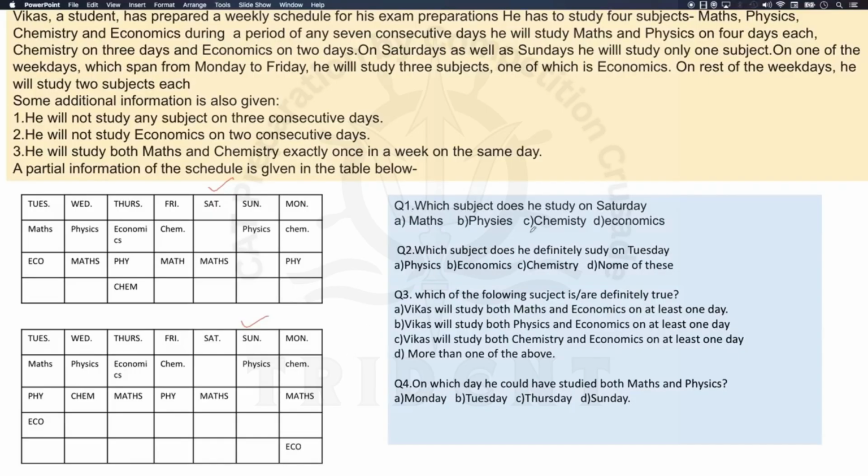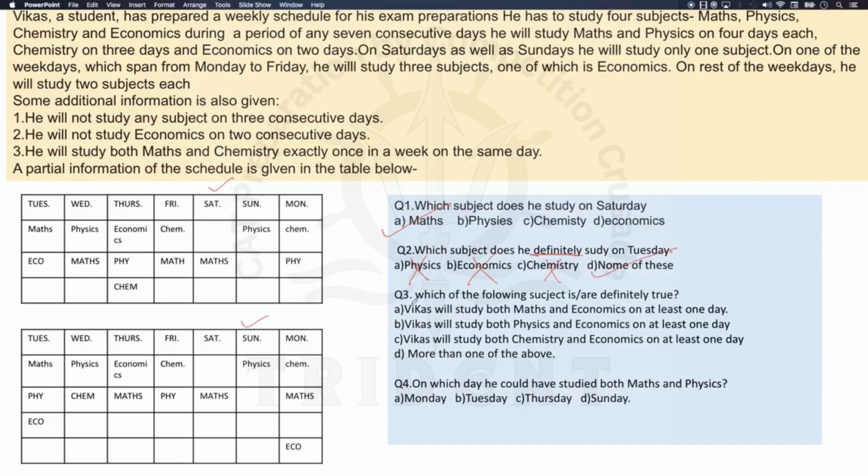Which subject does he study on Saturday? Saturday over here and over here it is fixed, and that is maths. Which subject does he definitely study on Tuesday? So Tuesday, maths and economics. Over here maths, physics, or maths, physics and economics. So there's no maths of course. So possibility of physics is here, but it won't be over here, so physics gone. It can be a possibility of economics over here, but economics can be over here even. So not sure of economics, it is not definitely, so gone. Chemistry is nowhere, so none of these is the correct answer.